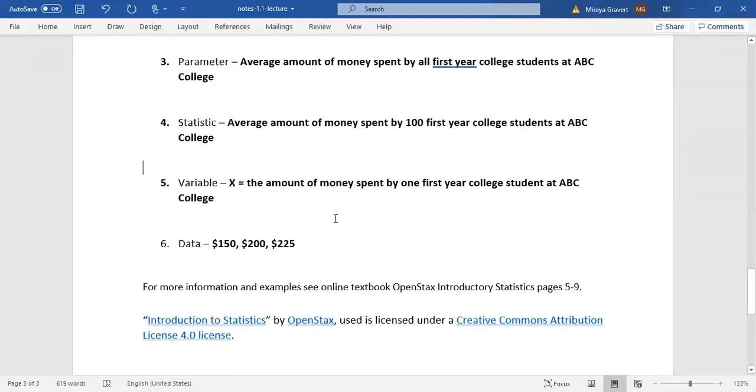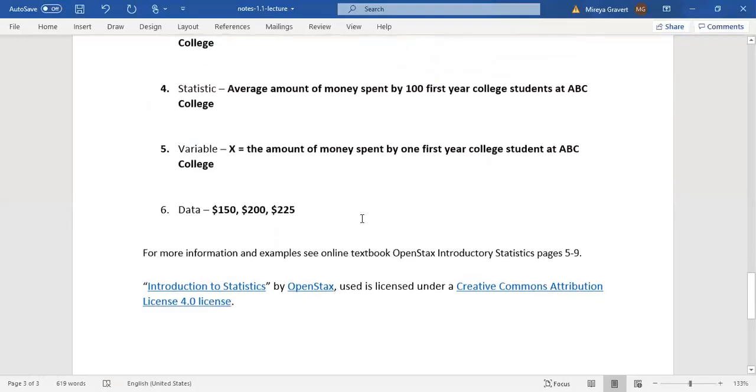And 5, your variable. So variable, we're going to denote it with a capital letter X, is the amount of money spent by one first-year college student at ABC College. So how much did one student spend? And number 6, data. In this case, they gave us some numbers. So their example is 150, 200, and 225.